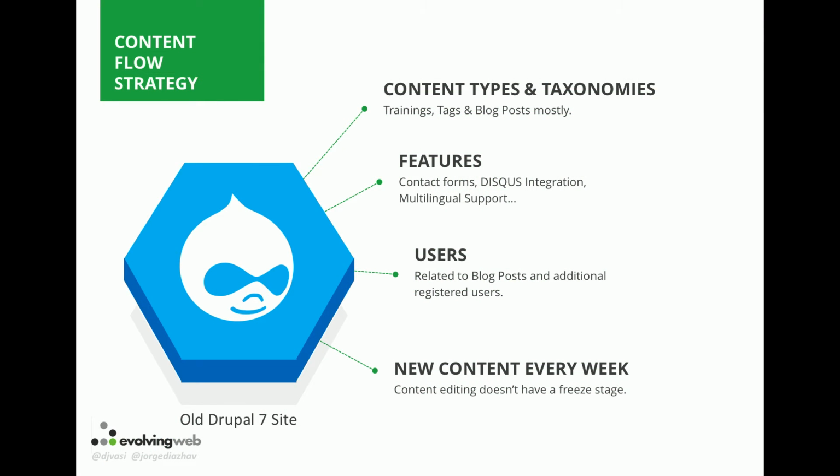As I mentioned before, our D7 website has a few elements that we wanted to keep and migrate to the new website, like content types such as trainings, tags, and blog posts that we had for years and that were giving us a lot of traffic from the web. We had a set of features, functionalities that we also wanted to keep. We also have users that were related to blog posts, and tags were also related to blog posts. We wanted to maintain all this mesh of relationships in our new website.